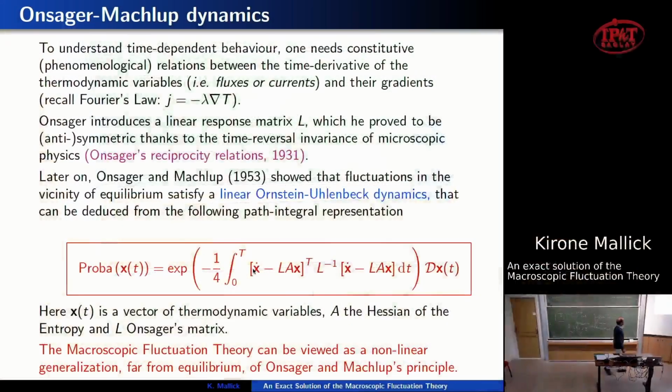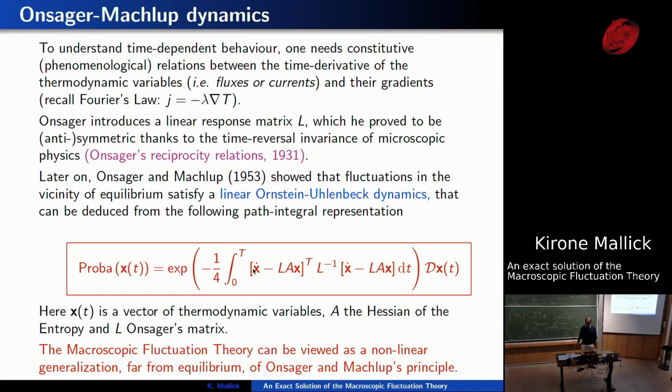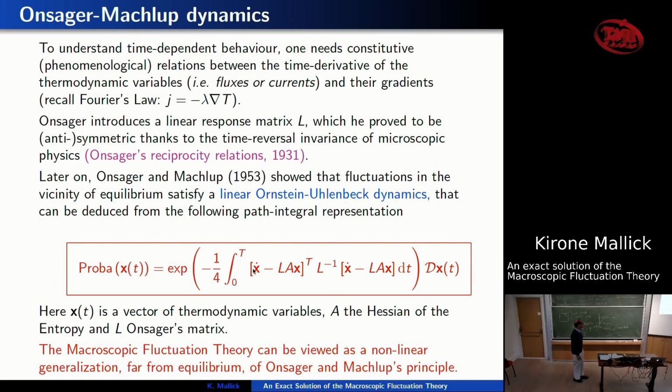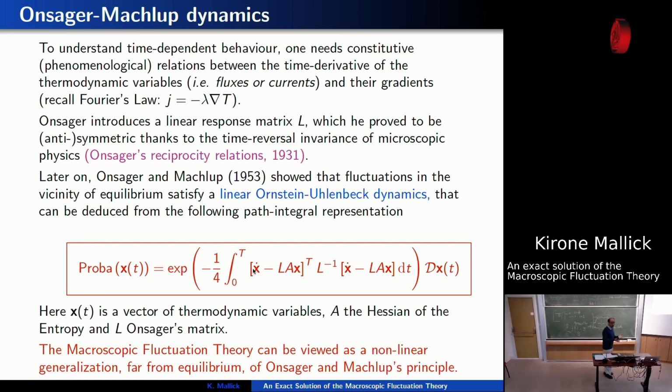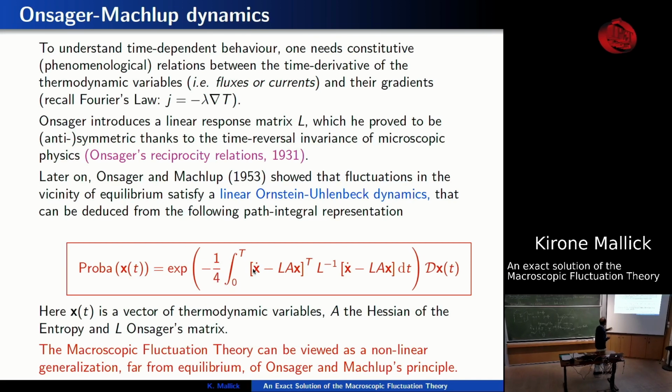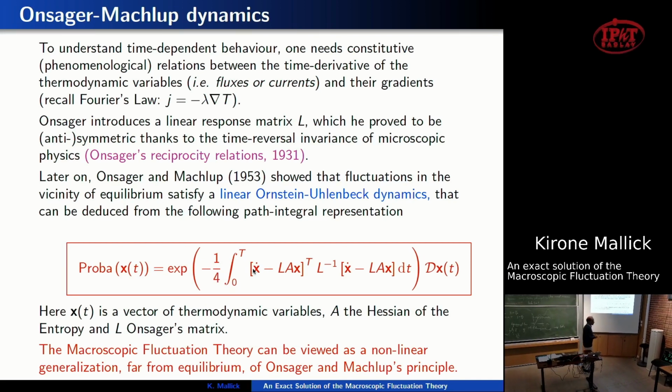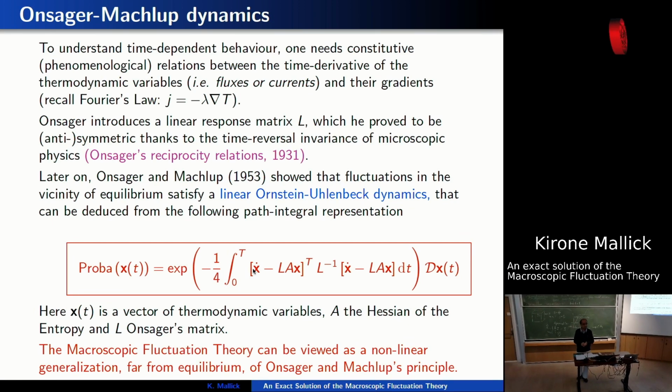So all this long introduction about thermal equilibrium, that most of us have seen in one way or the other, is to show you that these kinds of ideas can be generalized far from equilibrium. And in fact, the macroscopic fluctuation theory I'm going to talk about is really a generalization of this Onsager-Machlup formula, but for systems which are not at equilibrium.